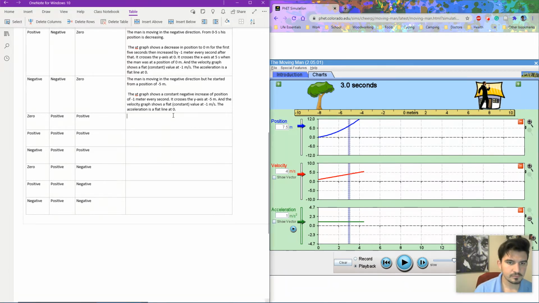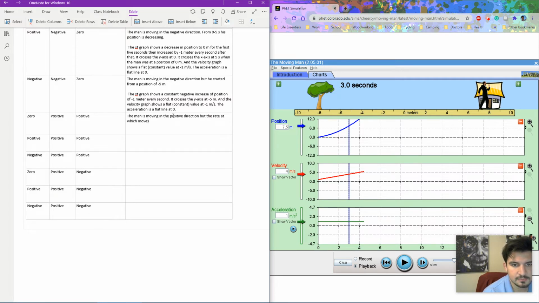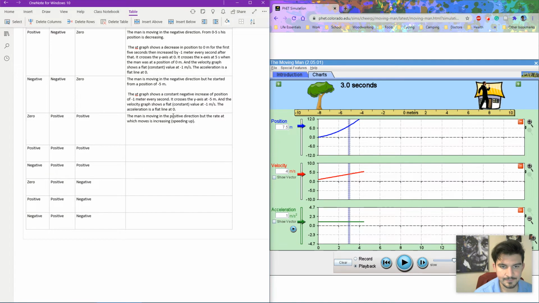Okay? How would we describe this? The man is moving in the positive direction, but the rate at which he moves is increasing. I'm going to put in parentheses here, speeding up. Okay? I'm going to break these out.